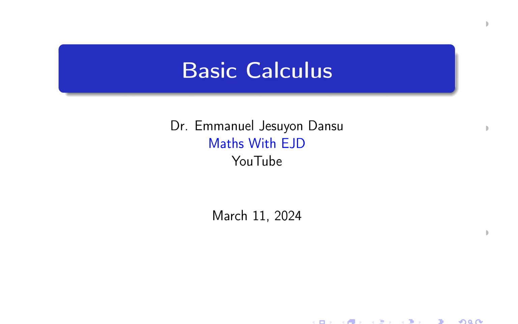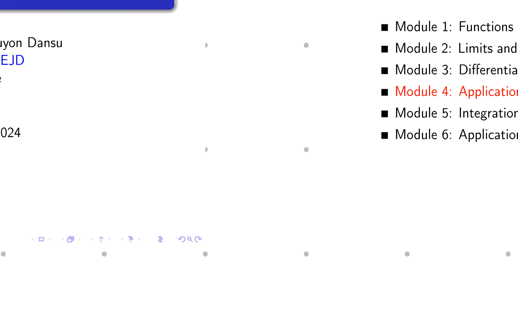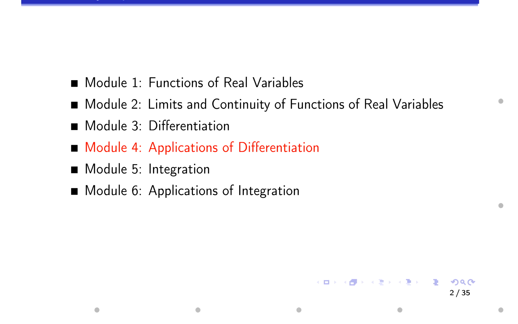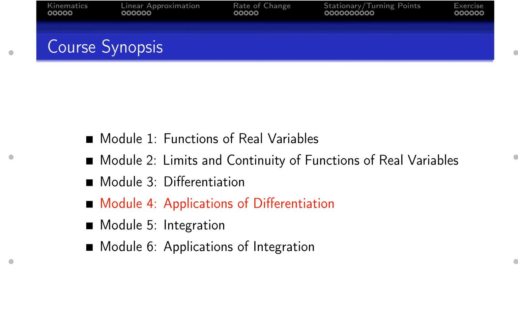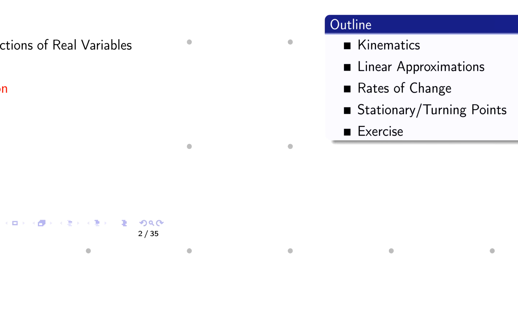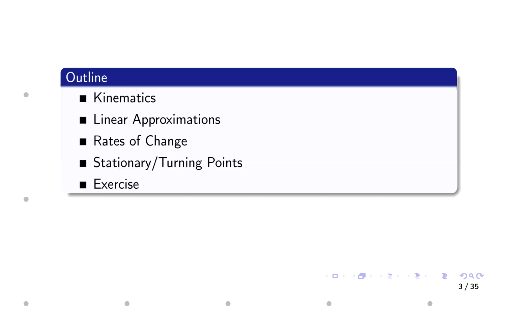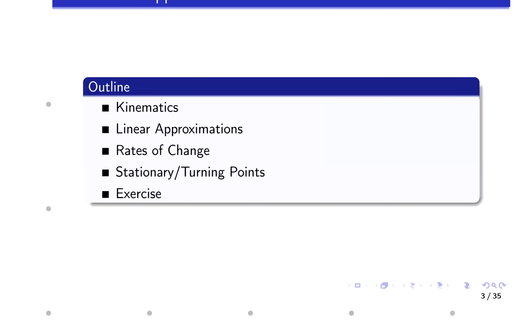In this set of videos, I'll be talking about the fourth module of the course, which is applications of differentiation. When we talk about applications of differentiation, we are talking about these four things in particular: kinematics, linear approximations, rates of change, stationary and turning points. I'm going to make a video for each of these applications, so it will be 4 videos in all.